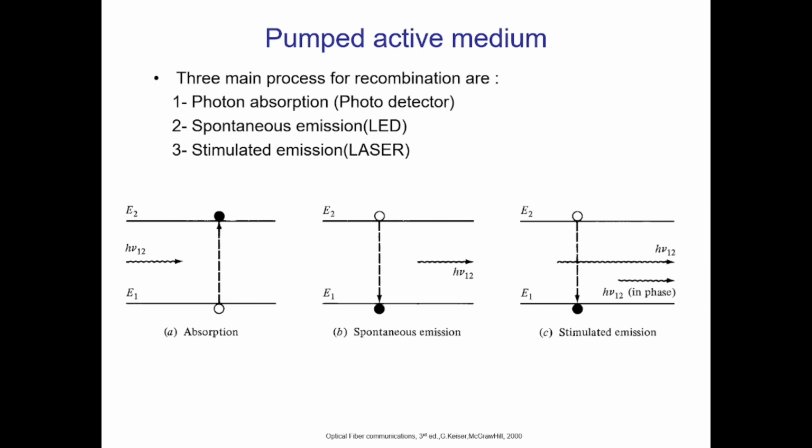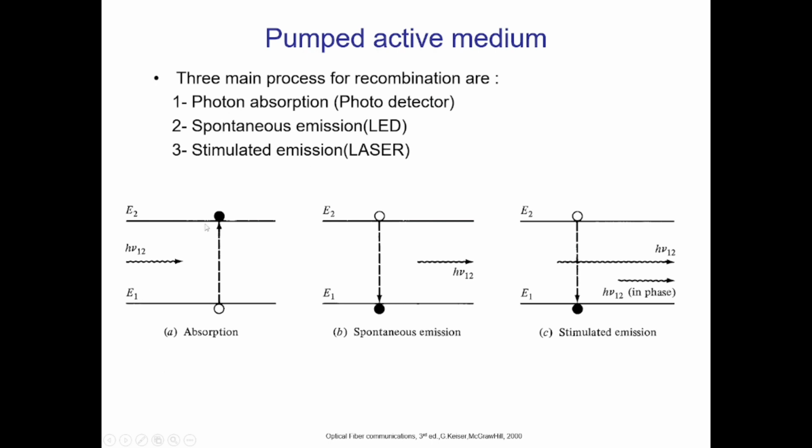So what is basically absorption? Photon absorption is normally done in the photodetectors, that is the detector part, the receiving part. And emission is basically how the photons are emitted, or how the light is emitted. There are two types: you can say the process is either spontaneous or stimulated. Let us discuss these three in detail.